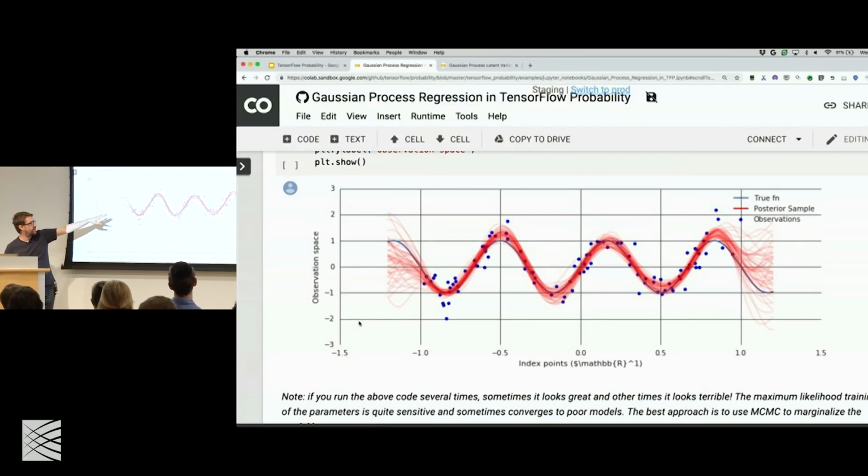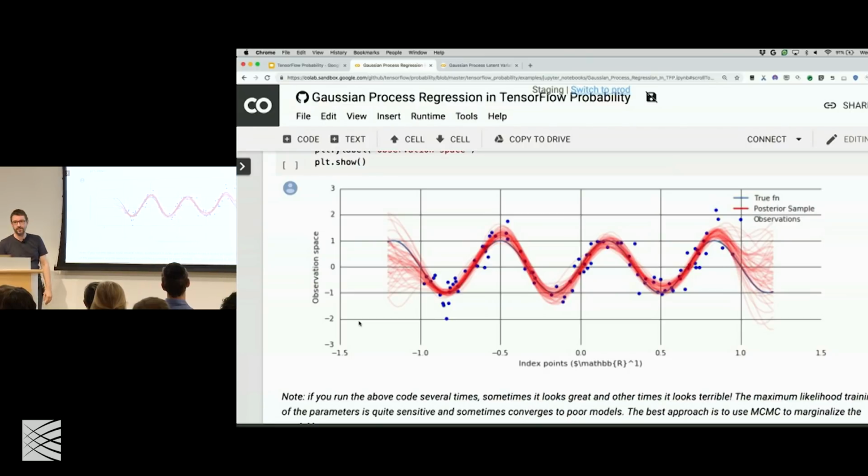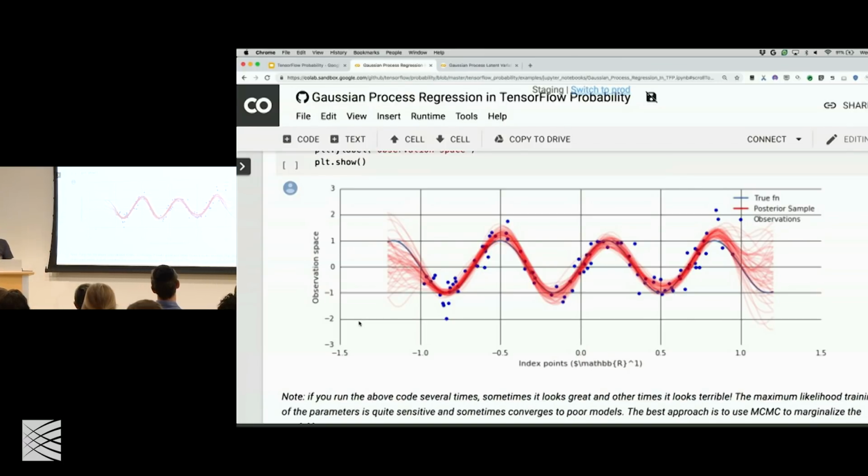So the blue points are the noisy data, just a sinusoid plus some Gaussian noise. And the red, kind of faint lines are the 50 samples drawn conditioned on those. So that is GP regression.